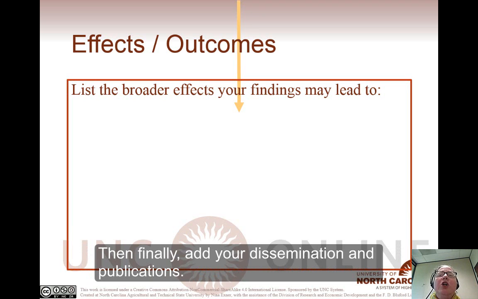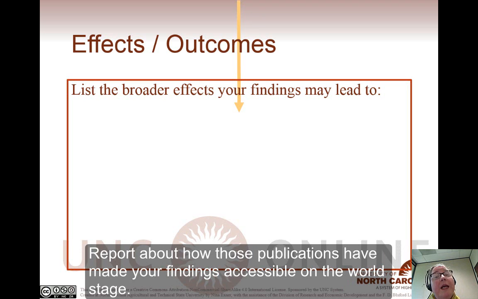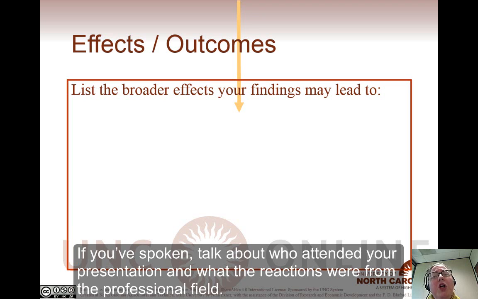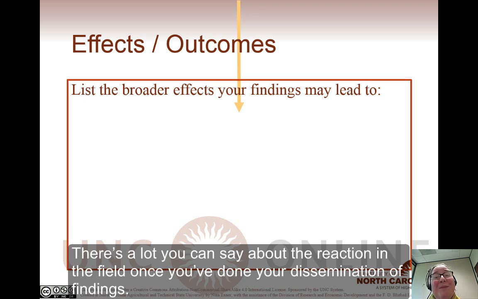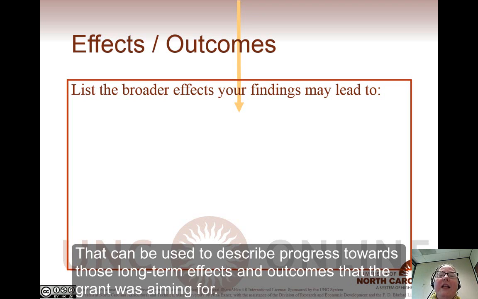Then finally, look at your dissemination and publications. Report about how those publications have made your findings accessible on the world stage. If you've spoken, talk about who attended your speech and what their reactions were from the professional field. There's a lot you can say about the reaction in your field once you've done your dissemination of findings, and that can be used to describe progress towards those long-term effects and outcomes that the grant was aiming for.